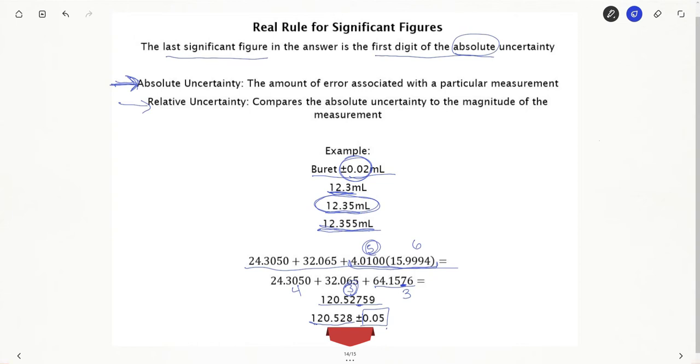Well, the real rule is going to trump any of the rules that you use, your addition, subtraction, or your multiplication, division, or both of them in this case, because we did mixed operations, and you are going to round using your absolute uncertainty. So in this case, because my absolute uncertainty is in the hundredths place, or the second decimal place, I must then round to the hundredths place, the second decimal place. And that is actually my correct answer according to the real rule of sig figs.